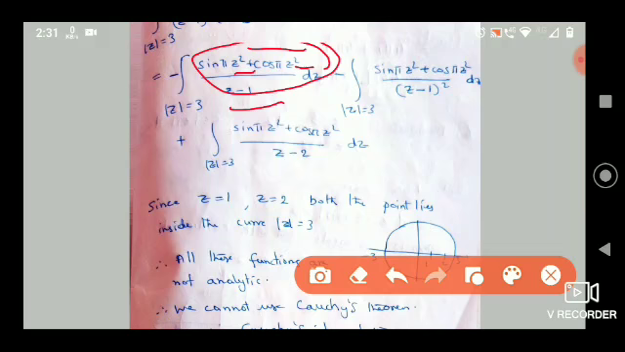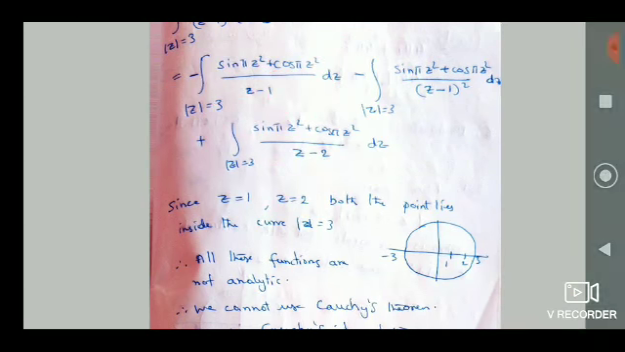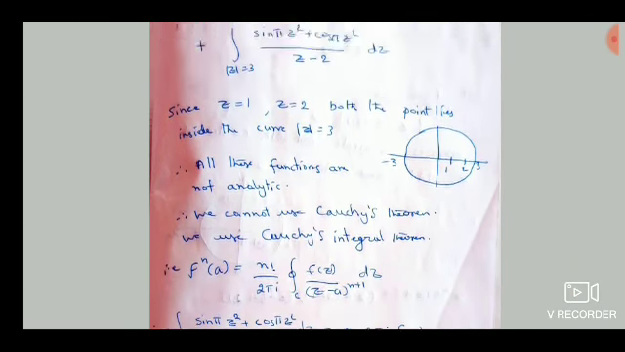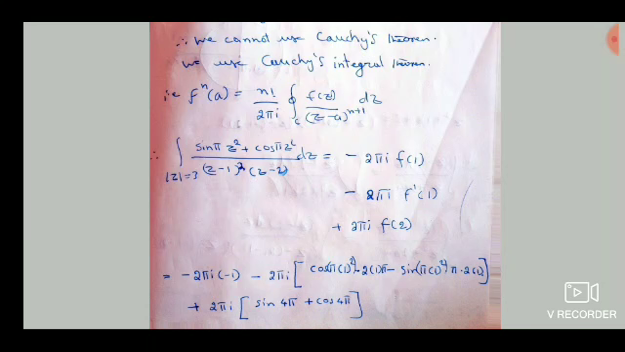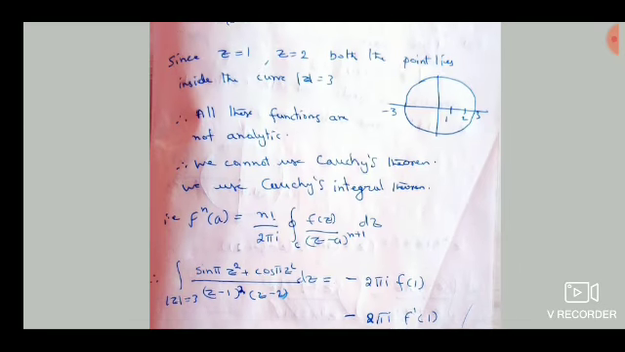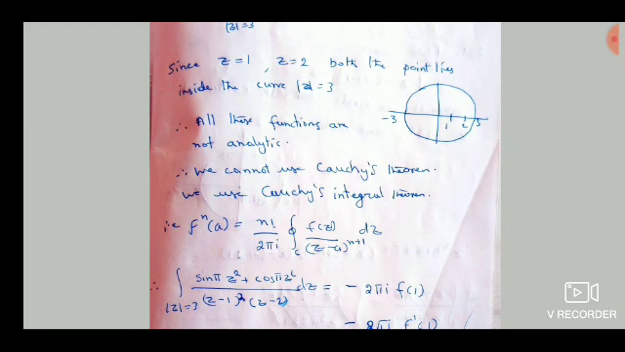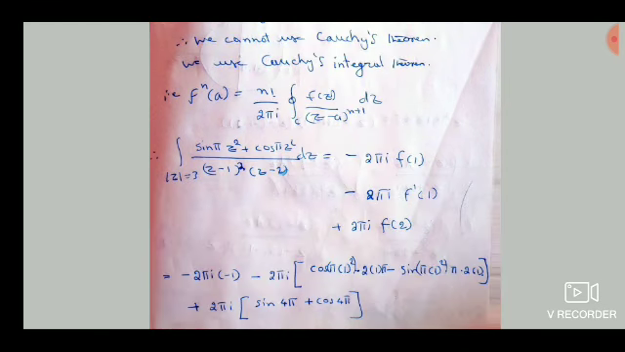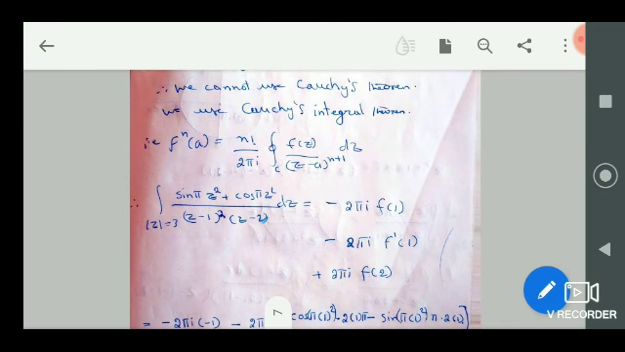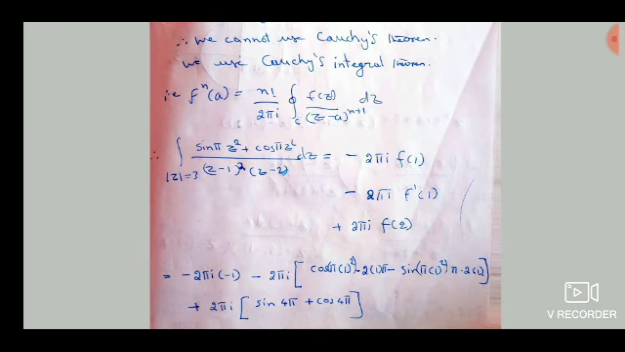So sin pi plus cos pi. What is sin pi plus cos pi? Okay, we will do that in next steps here. So sin pi plus cos pi. What is sin pi? Sin pi is 0 and cos pi is minus 1. So I got 2 pi. See this answer here. In the last line you can just see minus 2 pi i of minus 1, because cos pi is minus 1.